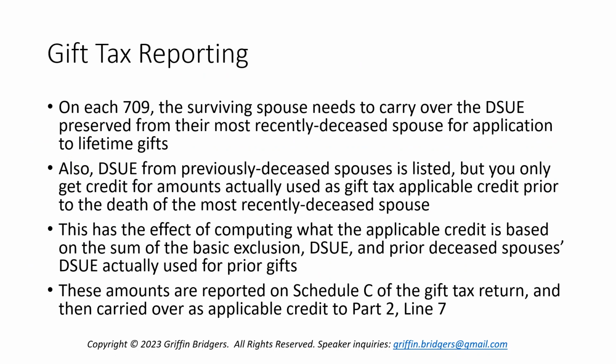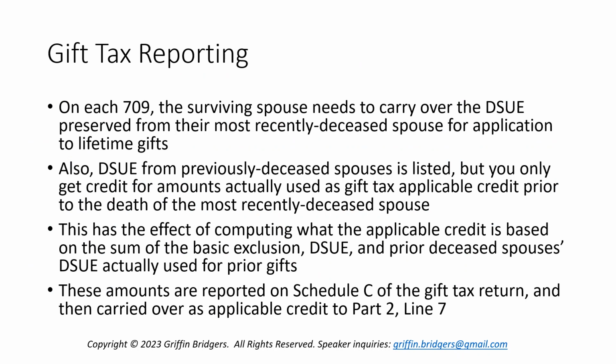So when it comes to gift tax reporting for the DSUE itself, since we have to use that first for any lifetime gifts by the surviving spouse, it has to be reconciled on the gift tax return, Form 709. You have to report that to the IRS. You can't hide it and try to use your basic exclusion amount first.